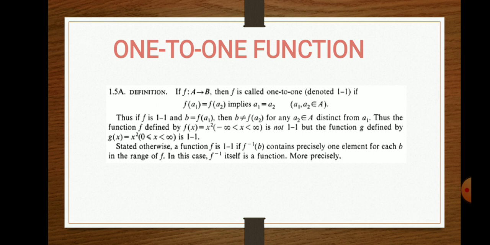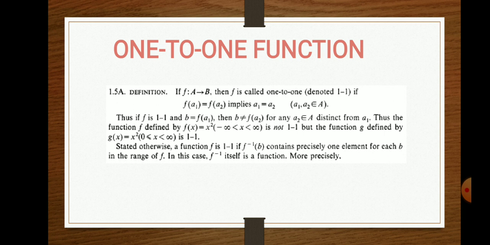Our first definition is one-to-one function. Consider a function f from A to B. Here the domain is A and the codomain is B. Then the function f is called one-to-one, or simply 1-1, if f of a1 is equal to f of a2, that means the image of a1 under f is the same as the image of a2 under f, that implies a1 is equal to a2. The images are equal, then their pre-images are also equal.